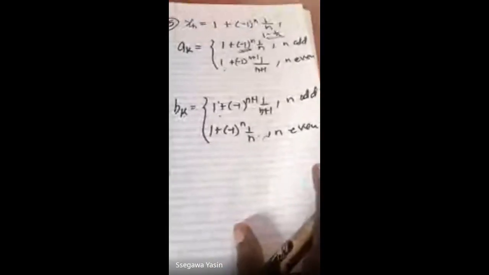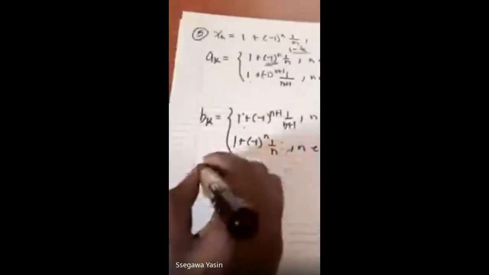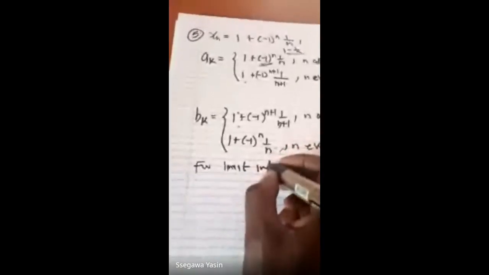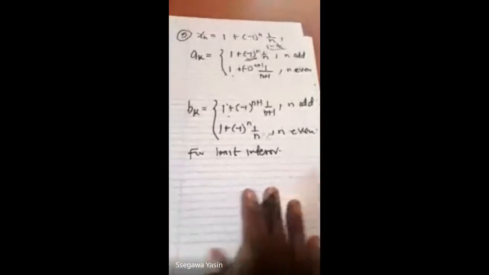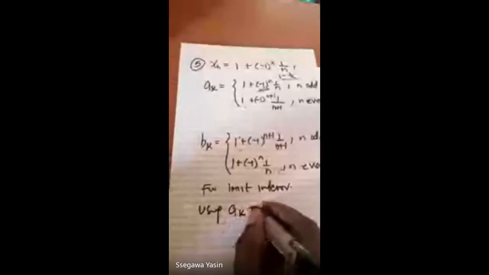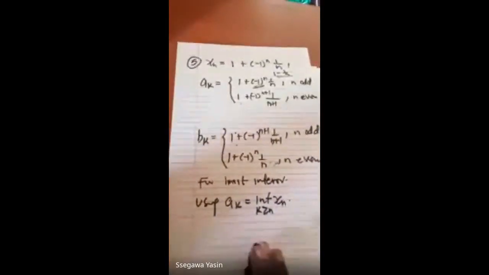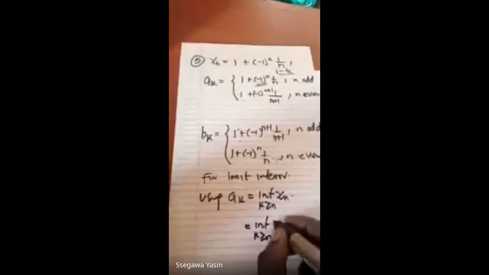So, when you try to look at this properly, let's move on with the solutions. For limit inferior, what are we having? We are going to say, using this, a_k equals the inferior of k greater or equal to n of x_n, and this will be equal to the inferior of k greater or equal to n of this.